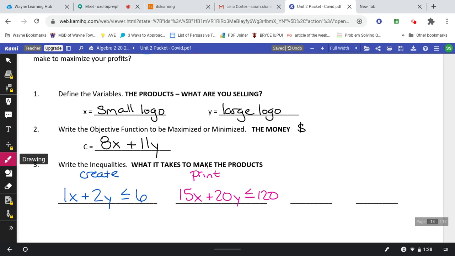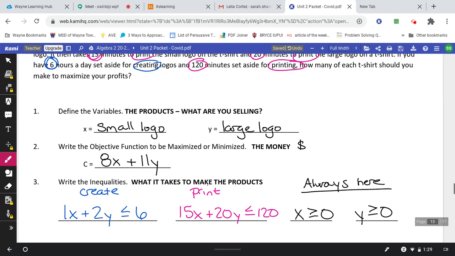At the end of each of these problems, there are going to be 2 small blanks. These are to make sure that our answers make sense. So when we're creating t-shirts, we can create 0 or 1 or 2 or 3, but you cannot create negative t-shirts. So in order to make sure that that doesn't happen, we say x is greater than or equal to 0 and y is greater than or equal to 0. And for the problems we're doing in this class, these are always going to be here. Always here. x is greater than or equal to 0, y is greater than or equal to 0. All right, and that's all you have to do for problems like that.